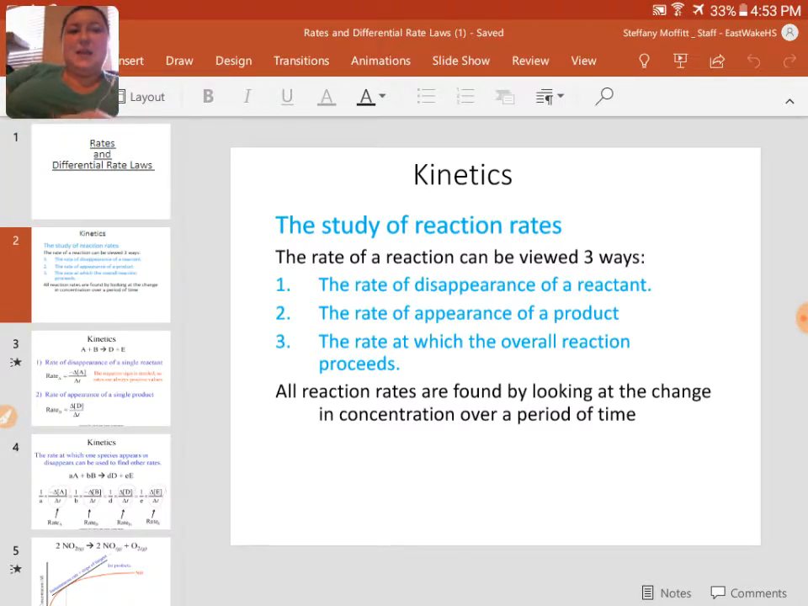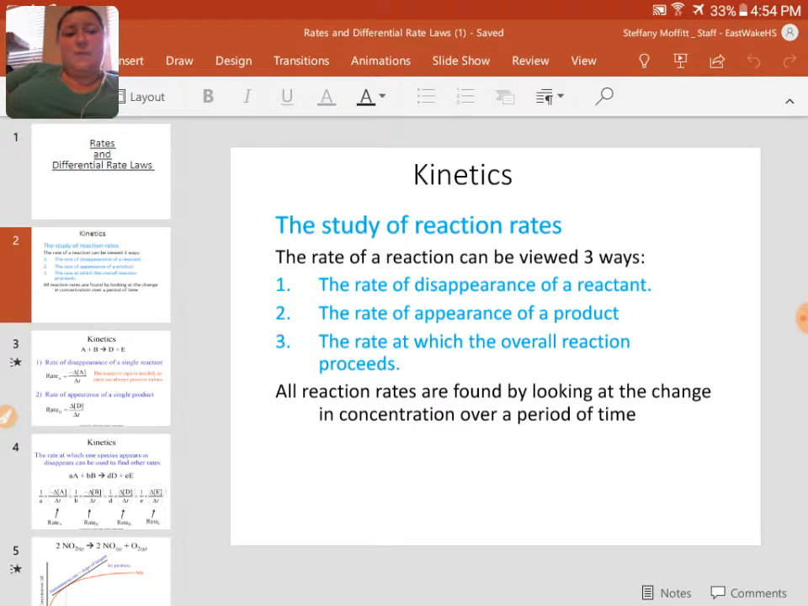Kinetics, the study of reaction rates. So we're going to be looking at how fast reactions happen. The rate of a reaction can be viewed three different ways. The rate of disappearance of a reactant, so we can look at how fast the reactant is going away. We can look at the rate of appearance of a product, so we can look at how fast a product is appearing or being made. Or we can look at the rate at which the overall reaction proceeds. So we're just going to look at the entire thing as it goes.